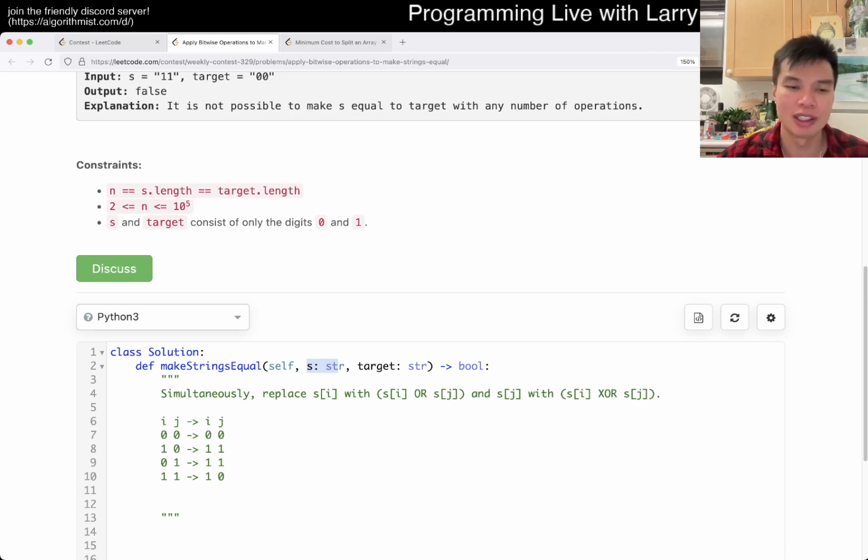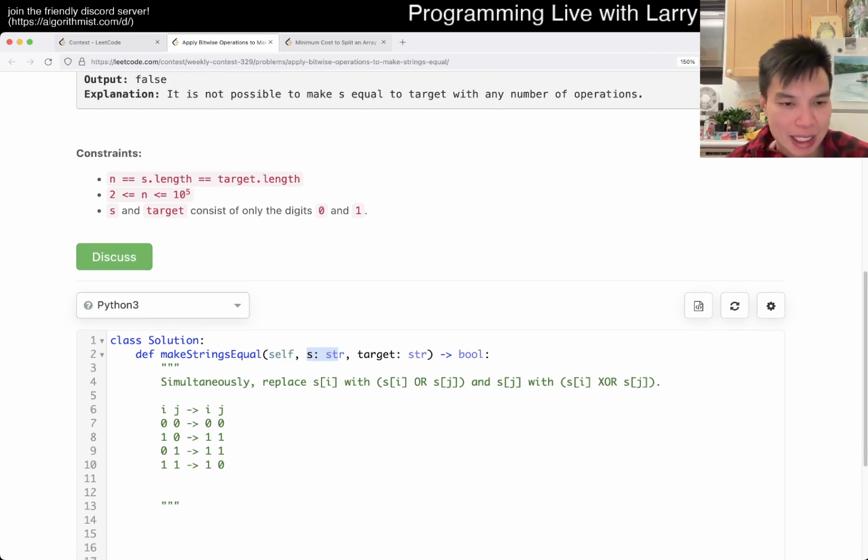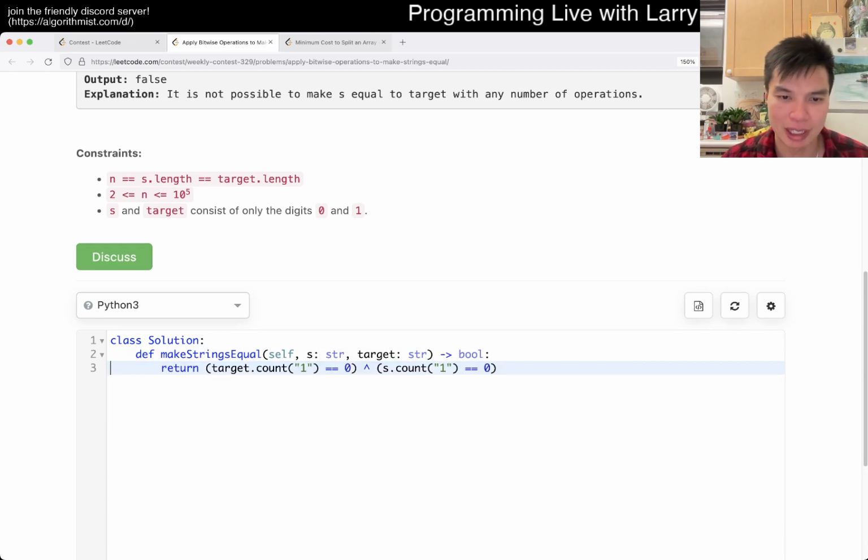So that's basically the idea behind that, because that means that if S has all zeros, then target has to be all zeros. Otherwise, everything is possible. That's basically the way that I wrote it here: is S all zeros, is target all zeros? If they're both all zeros or they're both not all zeros, then you can make them equal. Otherwise, if one of them is all zeros and the other is not, then you cannot.